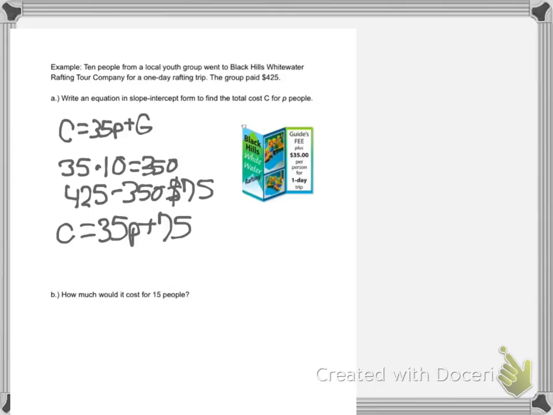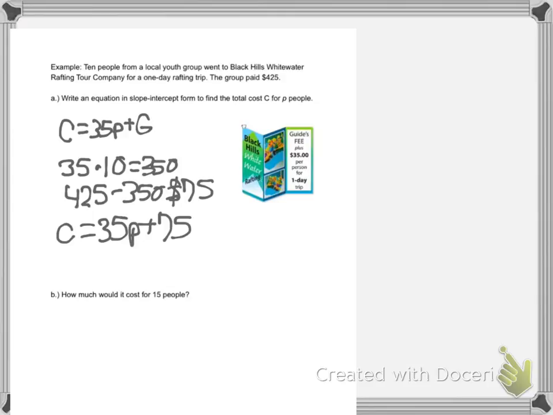So for B, now all you have to do is find how much it would cost for 15 people. So step 1 is to solve the equation with 15 people. Since there are now 15 people, we substitute P with 15, then solve the equation. So the cost equals the price of the tickets, 35, multiplied by the number of people, 15, plus the guide's fee of 75.